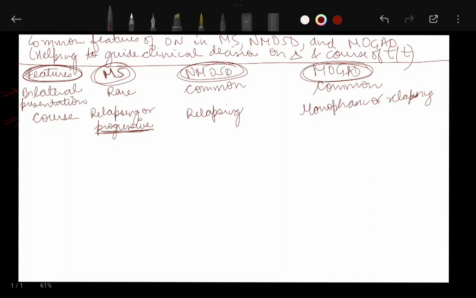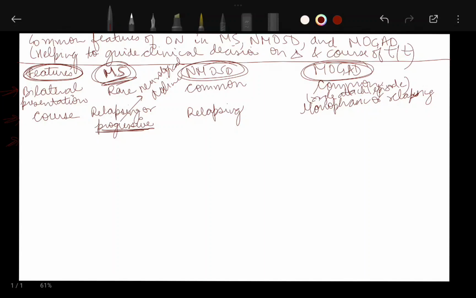And the meaning of the monophasic course in MOGD: it means that the person can have a single attack or episode of the disease, or it can be relapsing again. Now what is the meaning of multiple sclerosis being progressive? It means there is neurological decline. In MOGD a single attack or episode can be there, and in multiple sclerosis it can be progressive. So multiple sclerosis is kind of more dangerous.